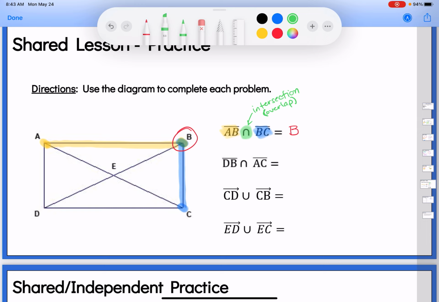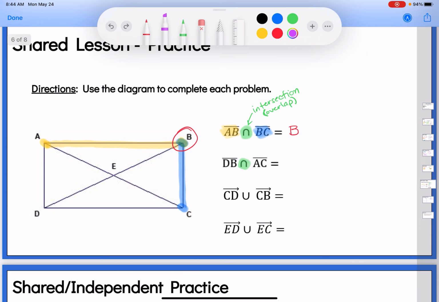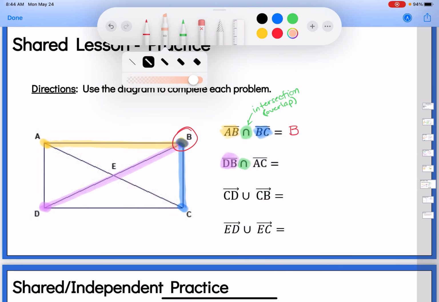Okay, so the next one is, again, the intersection, right? Where does segment DB overlap with segment AC? See if you can do this one. Right, let me get some colors here. So I'm going to pick, oh, that's too dark. Okay, let's do a little bit lighter. Okay, segment DB, endpoint at D, endpoint at B, segment in between. All right, and I've got segment AC, endpoint at A, endpoint at C, segment in between.